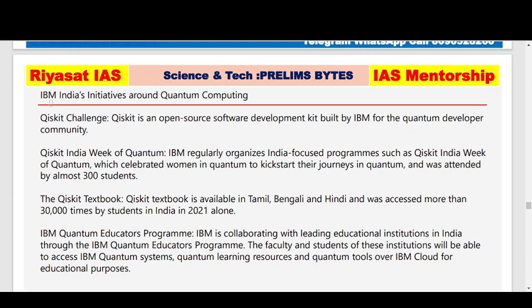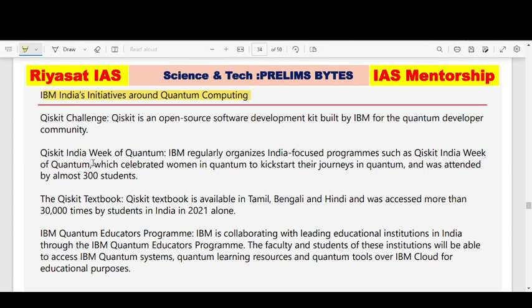Also, some of the very important facts I have pasted here, that are very important for upcoming examinations. What are IBM's initiatives on the side of quantum computing? First is your Qiskit challenge. It is an open software development kit which was built by IBM for the quantum developer community. Next is your Qiskit India Week of Quantum.